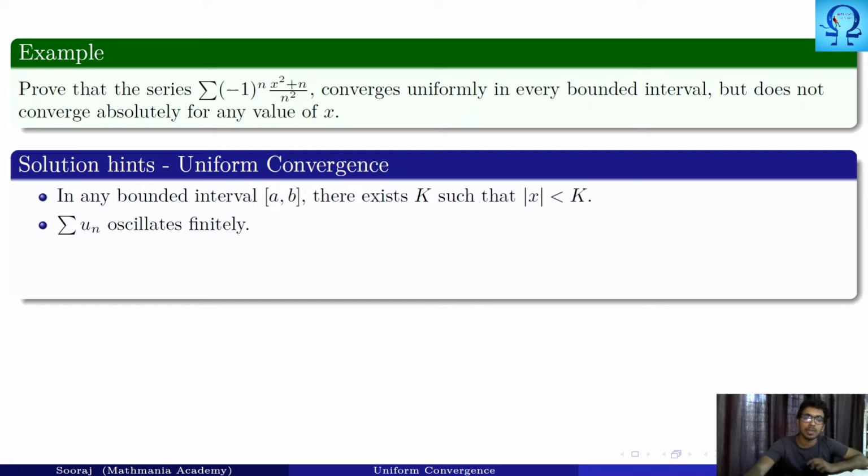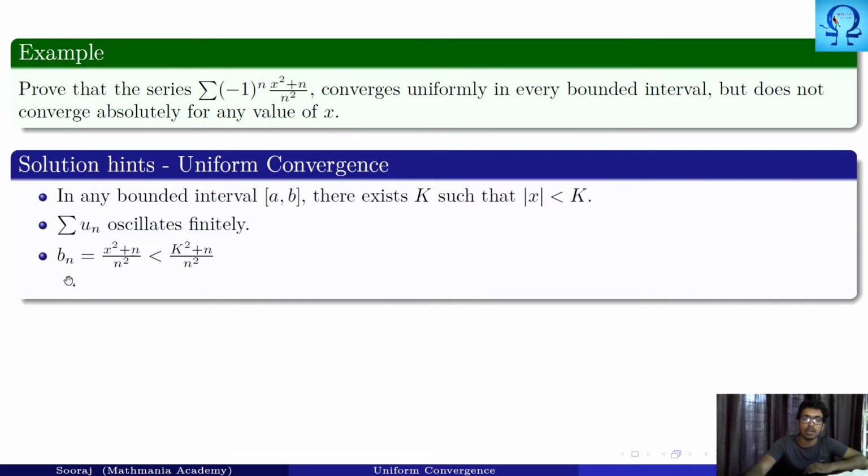Now observe Bn, that is x square plus n upon n square, which converges uniformly and decreases to 0. This can be compared with k square plus n upon n square, and this quantity converges to 0. If the bigger quantity converges to 0, obviously the smaller quantity has to converge to 0, since it is a sequence of positive terms.